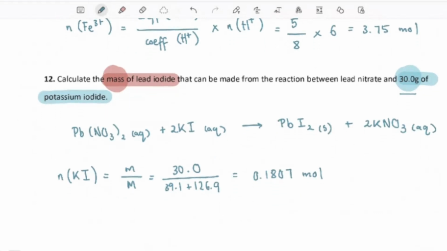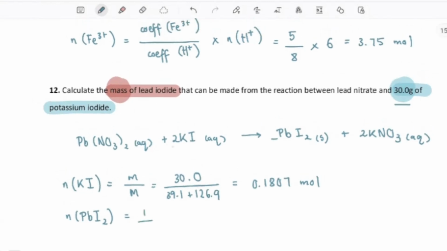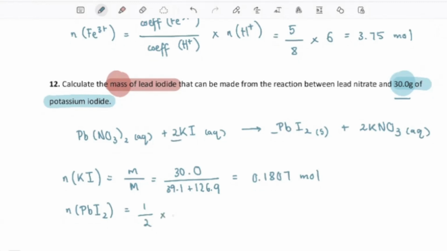Now, let's do our transition from one substance to the other. So we want to find the moles of lead iodide. This is going to be the ratio of unknown over known, multiplied by the moles of your known, KI. This should give you 0.09036. Again, I'm not worrying about sig figs at this point.